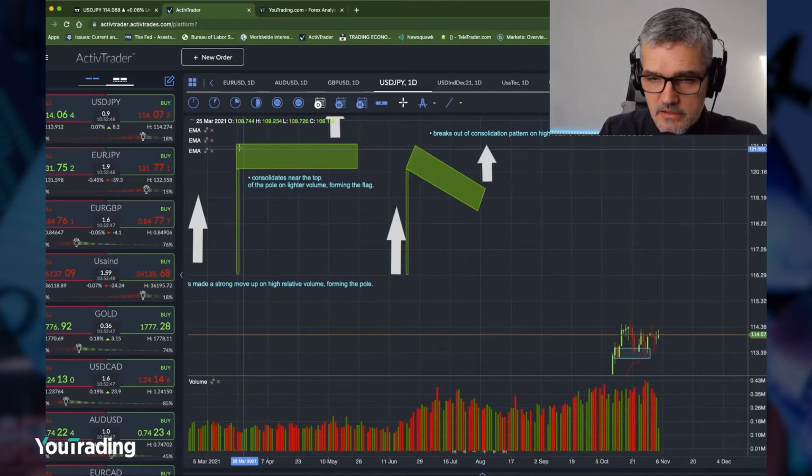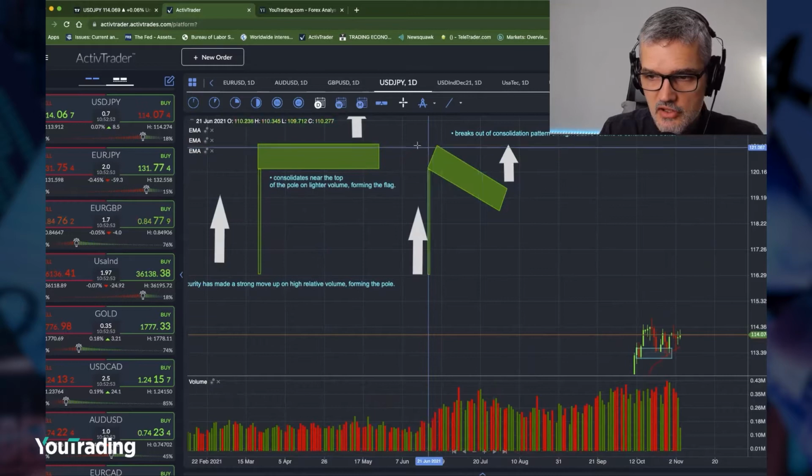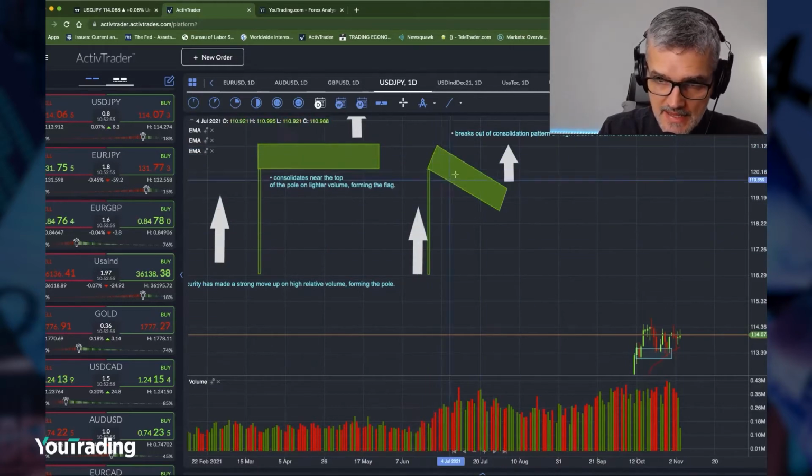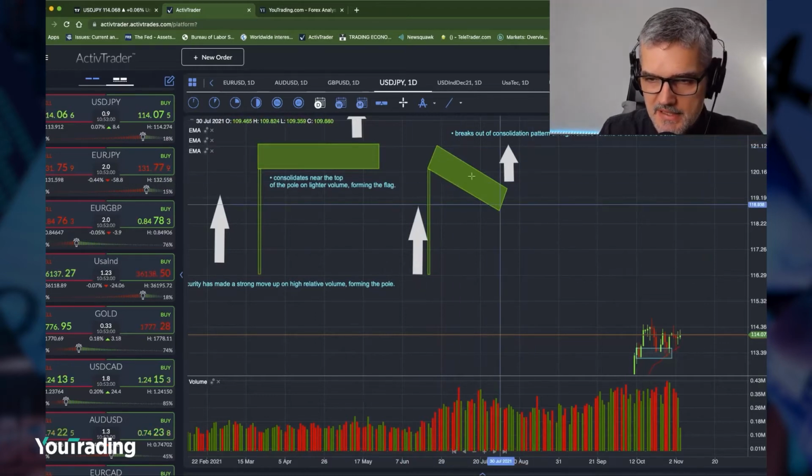Obviously, I've got two different ways of drawing it. You can go sideways, or you can consolidate and slightly dip down. That's when we say the descending channel breaks to the upside. It's basically a bull flag breakout.